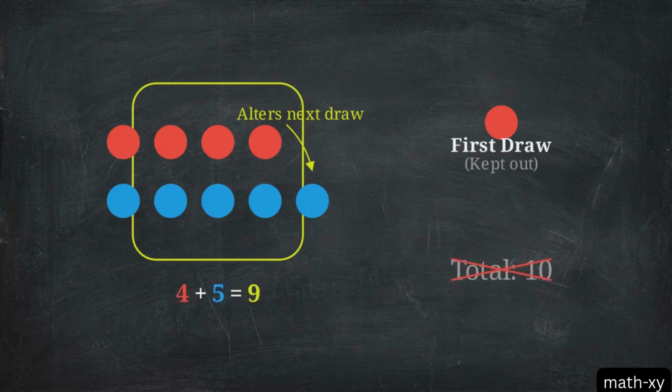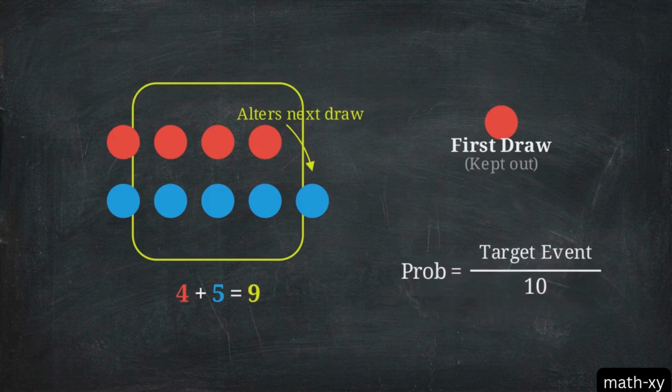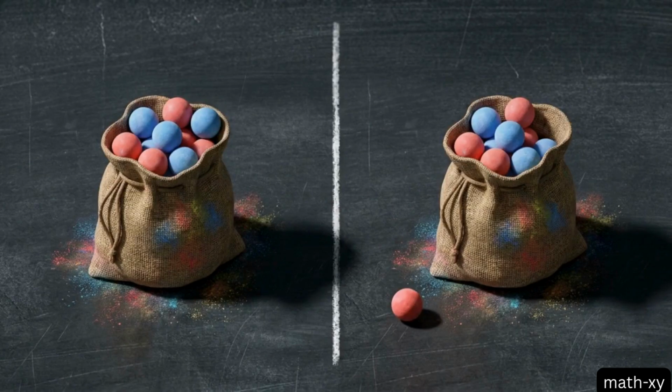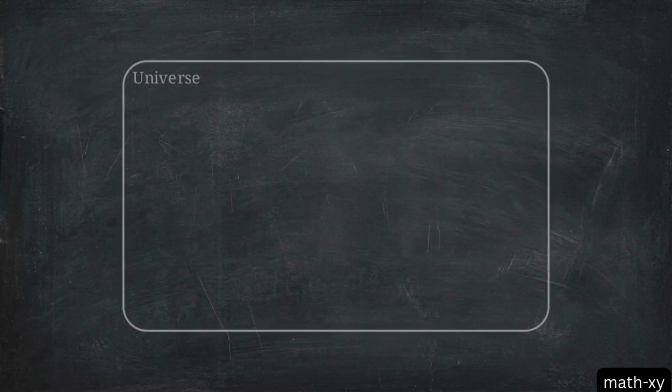This is the exact spot where calculations often go wrong. Because the physical environment shifted, you have to reduce the total pool of possible outcomes. Your denominator drops from 10 to 9. We call this conditional probability. It is the specific mathematical framework we use to update our chances based on prior knowledge of an event that has already occurred. Let's transition from physical objects to abstract theory.